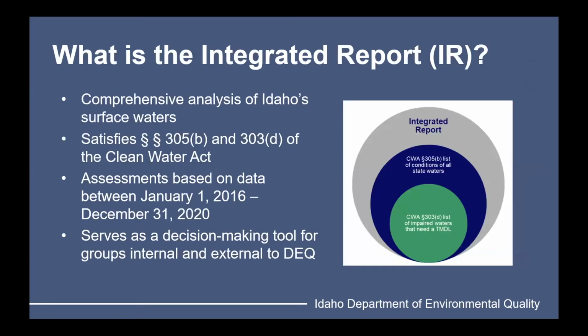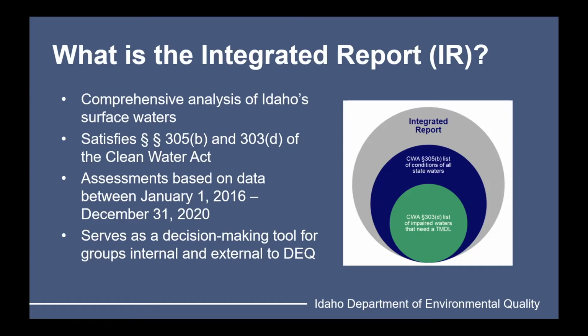So I've mentioned the integrated report a few times, and to give you an overview here, the integrated report is our comprehensive analysis of Idaho's surface waters. It satisfies sections 305(b) and 303(d) of the Clean Water Act. The assessments are based on data between January 1st, 2016 and December 31st of 2020 for our most recent cycle. So that's the cycle that just happened, and we are currently going to put that report out. And I'll give you an update on those dates next.